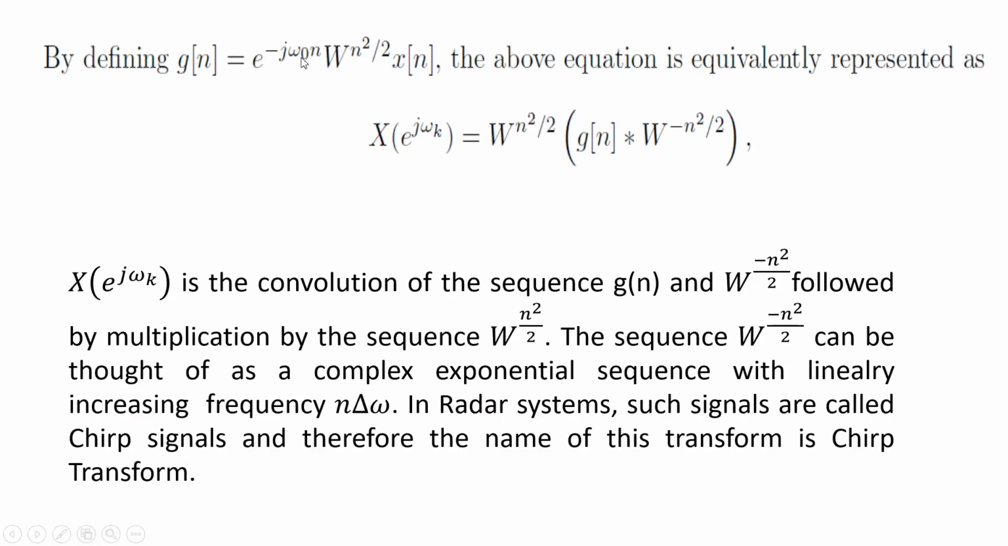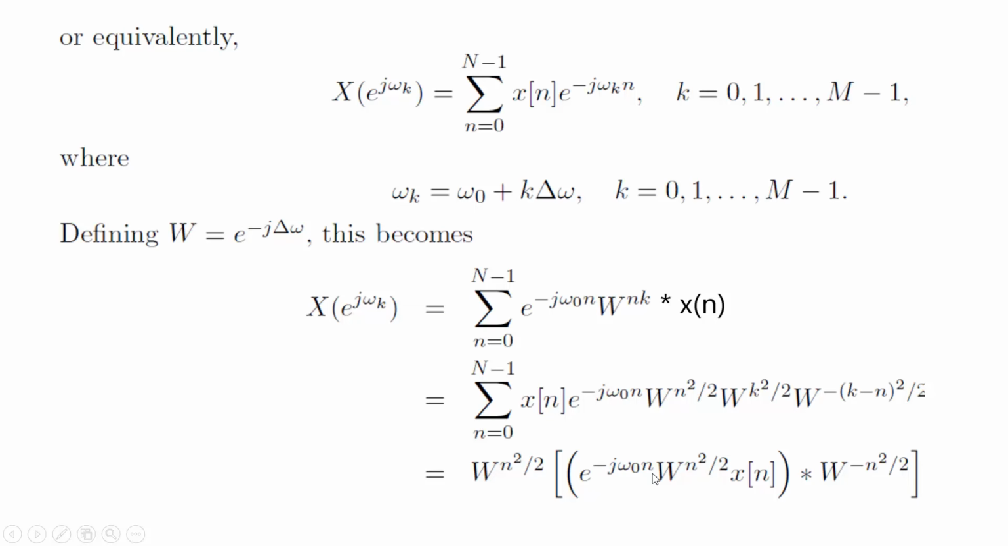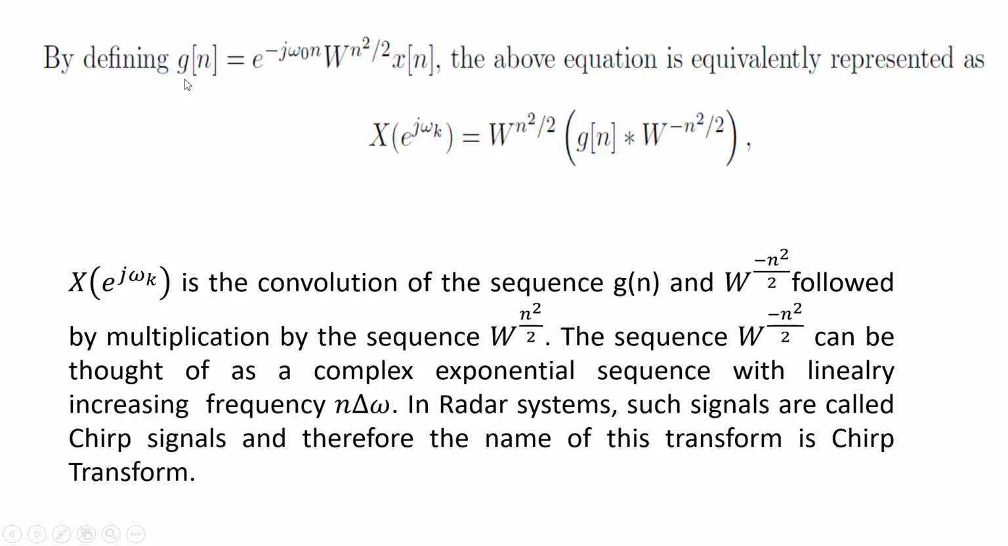Now if we define this factor, e to the power minus j omega naught n, W to the power n square by 2, times x[n], as a new sequence g[n], the above equation is equivalently represented as W to the power k square by 2 times g[n] convolved with W to the power minus n square by 2. Now X of e to the power j omega k is the convolution of the sequence g[n] and W to the power minus n square by 2, followed by multiplication with this factor. All right, the sequence W to the power minus n square by 2 can be thought of as a complex exponential sequence with linearly increasing frequency n delta omega. Now in radar systems, such signals are called chirp signals, and therefore the name of this transform is chirp transform, right?